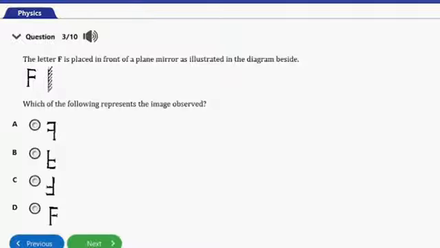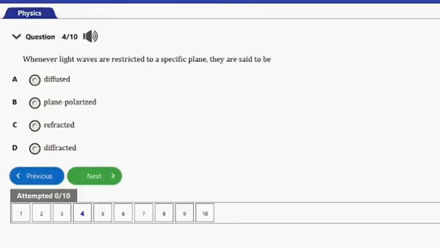So let's go ahead and consider the next question, guys. That's question number 4 here. It says, whenever light waves are restricted to a specific plane, they are said to be A, diffused, B, plane polarized, C, refracted, D, diffracted. So guys, the answer to this question is option B, plane polarized. When light waves are restricted to a specific plane, they are said to be plane polarized, and that's option B here.